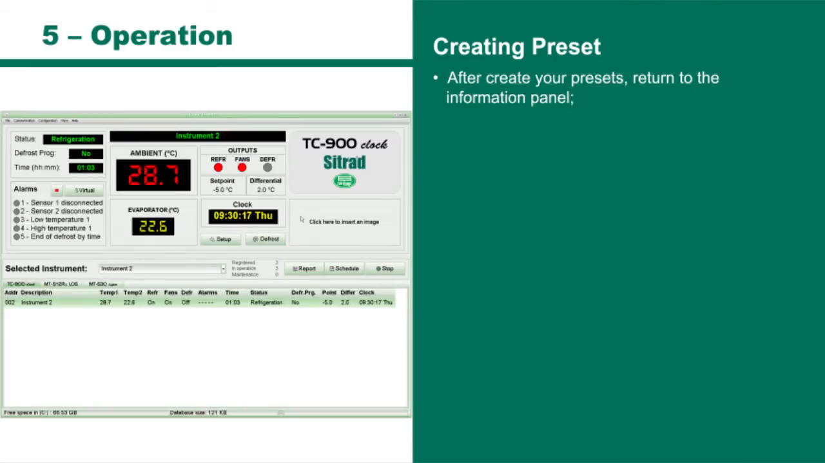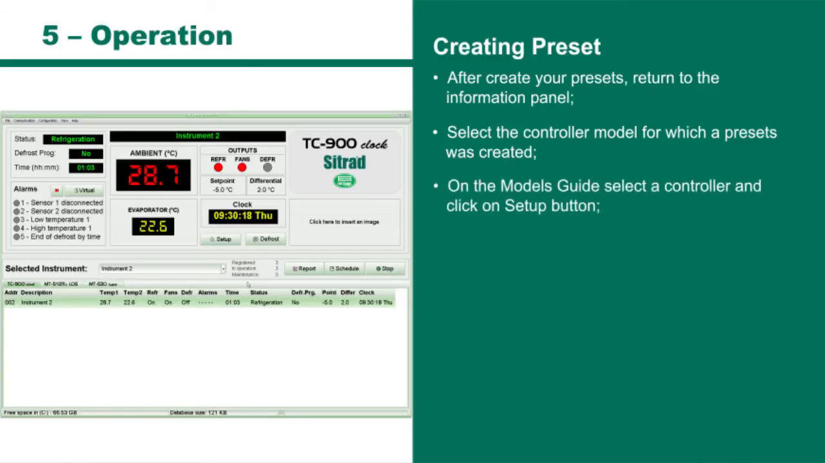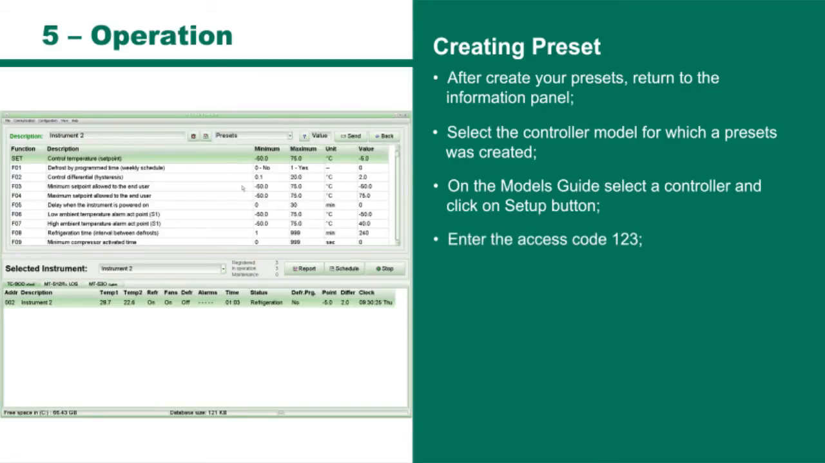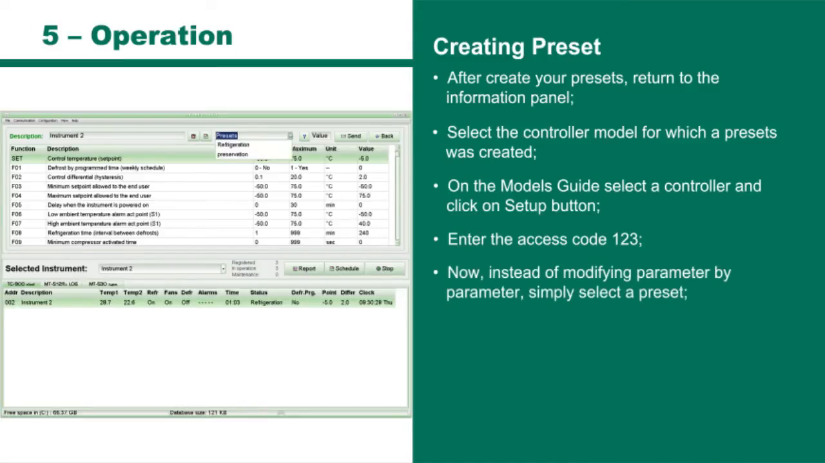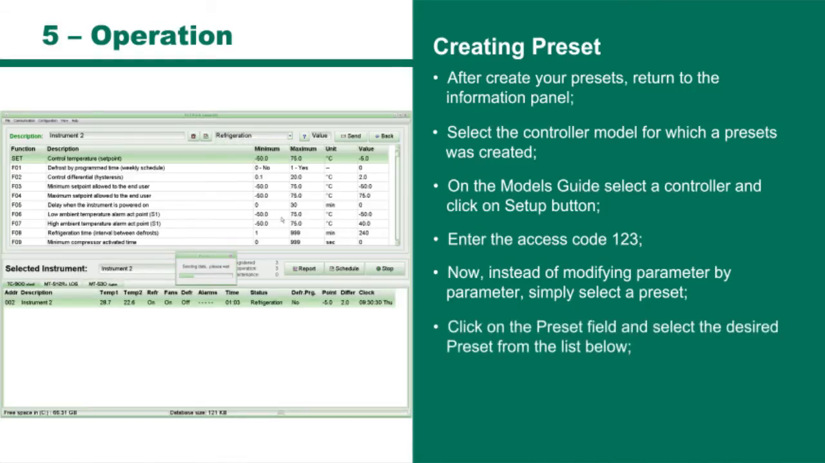After creating your presets, return to the Information panel. Select the controller model for which a preset was created. On the Models guide, select a controller and click the Setup button. Enter the access code 123. Now, instead of modifying parameter by parameter, simply select a preset. Click on the preset field and select the desired preset from the list below. When selecting, Sitrad will send the configuration to the controller, which will automatically modify. Click on the OK button. Your controller has a new configuration.